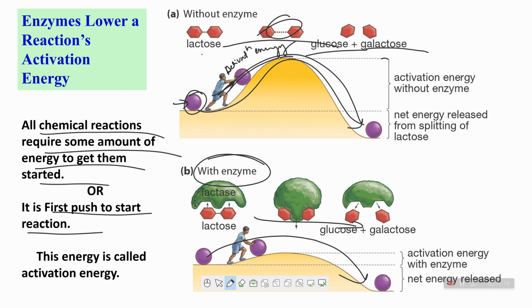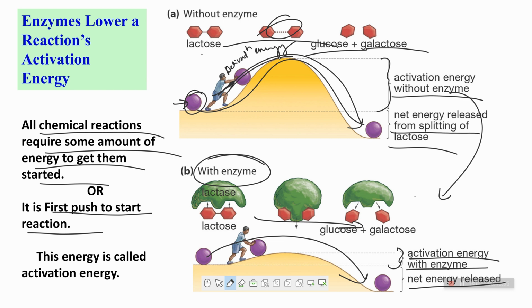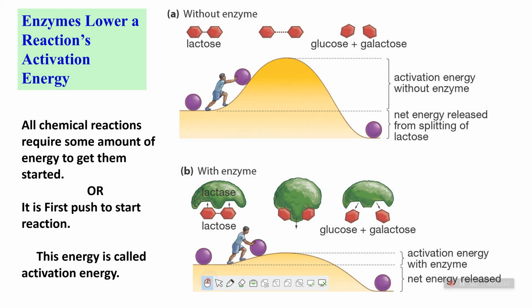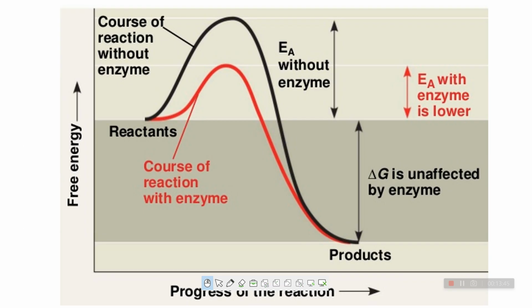This is the activation energy without enzyme. No net energy is released from the splitting of the lactose. And this is the activation energy with enzyme, with net energy released. So the activation energy will be low when the enzyme is used. Clear? When we use the enzyme, the activation energy will be low.